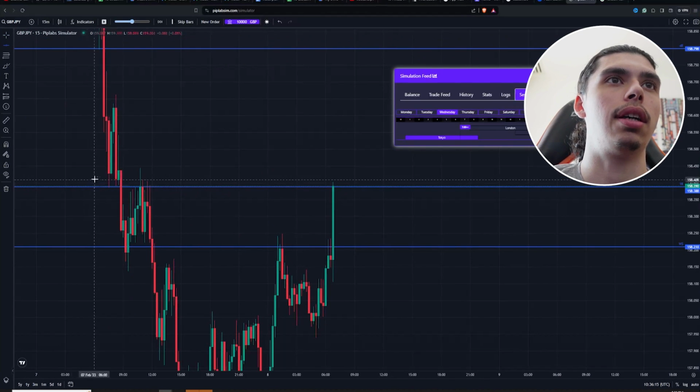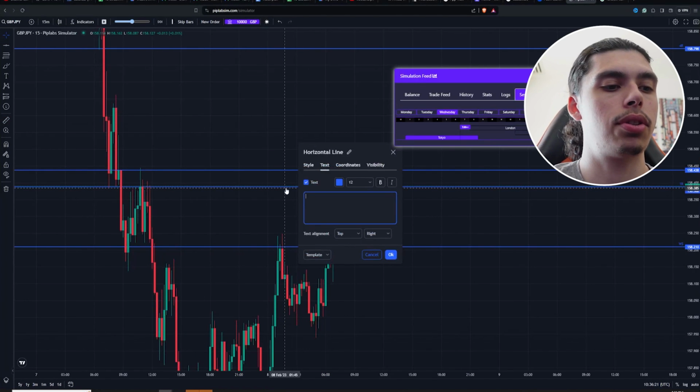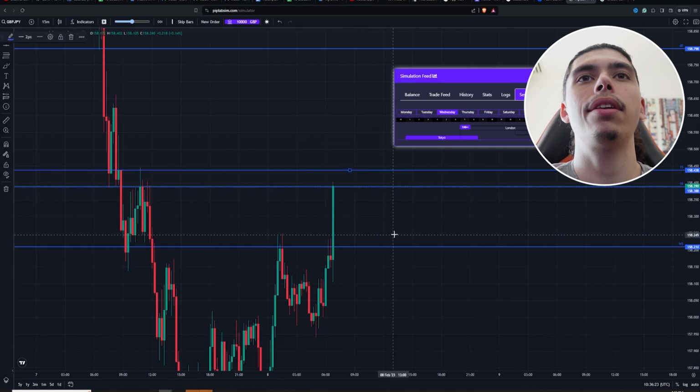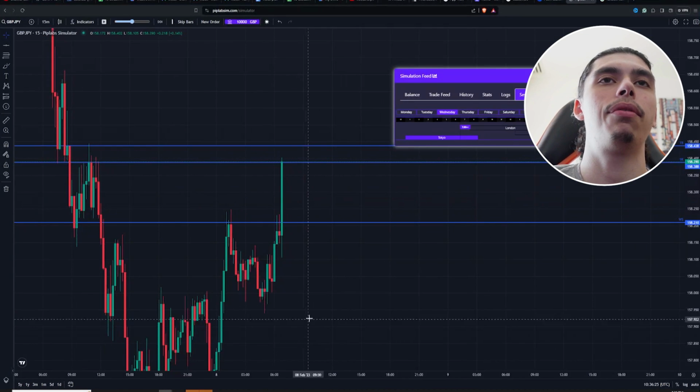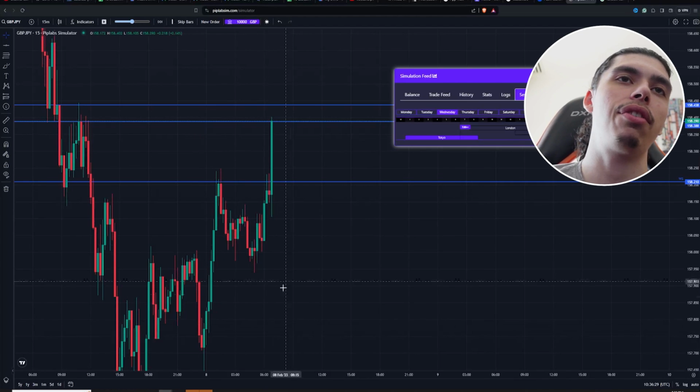I think buys would be great if we can start to get above these resistances here. Here's a little 15-minute resistance. How much is it to there? Yeah, around 3 pips. So I probably want to be above this. So my plan today is going to be looking for buys above this zone here. Sells probably won't be till we get back in the range, because everything is bullish.